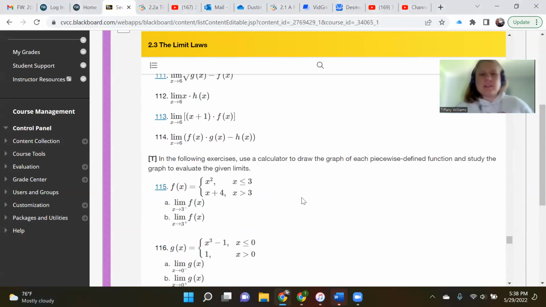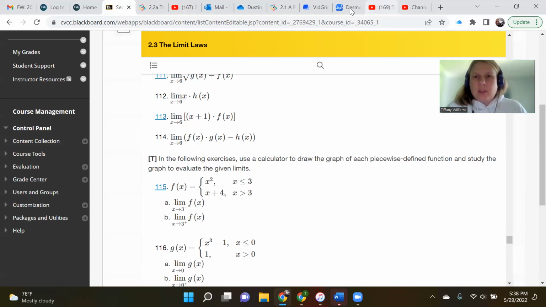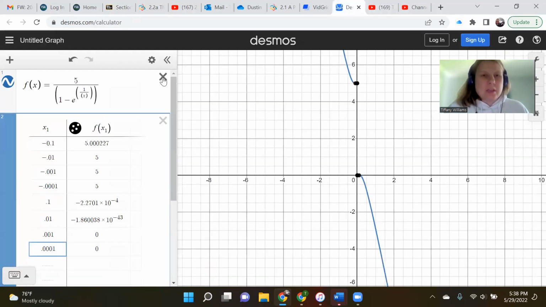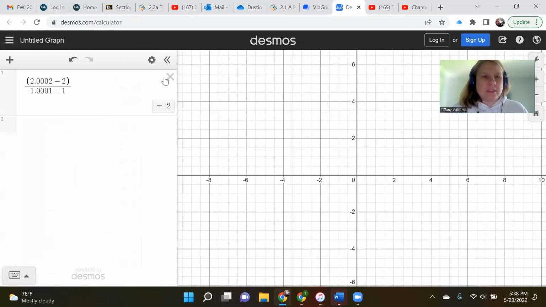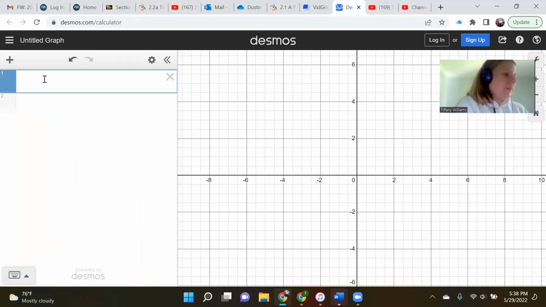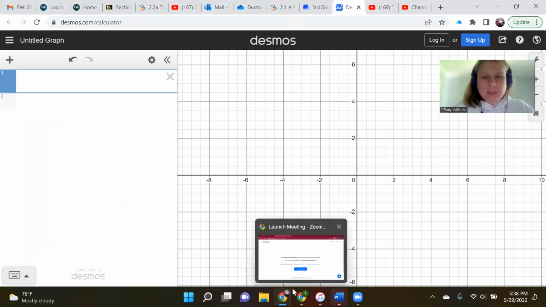So 115 says in the following exercises, use a calculator to draw the graph of each piecewise defined function and study the graph to evaluate the given limits. I'm going to show you how to do this on Desmos. That way you can kind of look at it. So let me just close all of this stuff out. So here's how we are going to write this out. So our function was, let me go back to it.